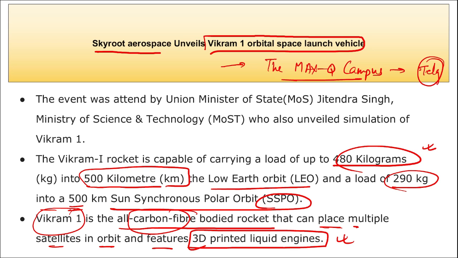Also remember Vikram 1 is set to launch in 2024 by Skyroot Aerospace, and this was established in 2018 by Pawan Kumar Chandana and Naga Bharath Daka, who are the co-founders of this. So coming back, Vikram 1, when will it launch? It will be launched in 2024 by Skyroot Aerospace. And recently they have unveiled this Vikram 1 orbital space launch vehicle.